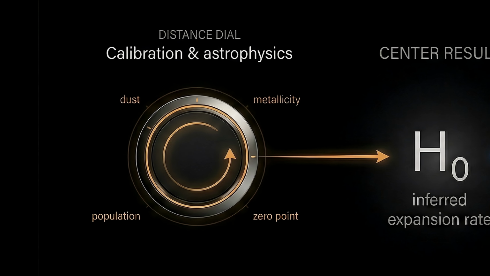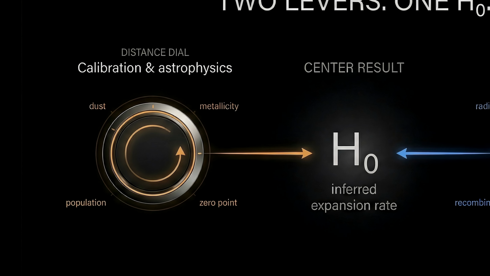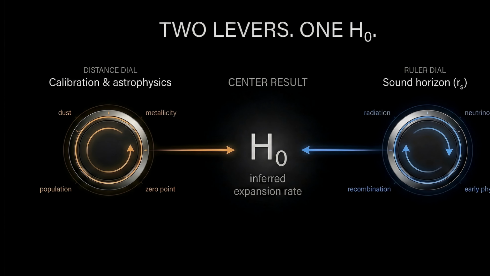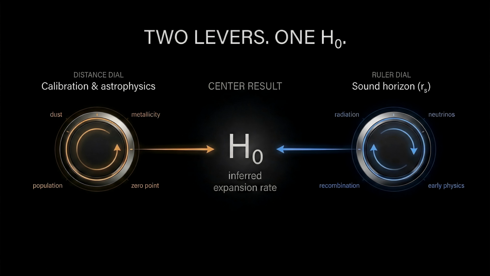Dial 1, the distance dial. If your calibration makes objects appear slightly closer than they really are, then for a given redshift, you infer a faster expansion rate, and H0 rises. If your calibration makes objects appear slightly farther, H0 falls. That's the ladder's sensitivity.